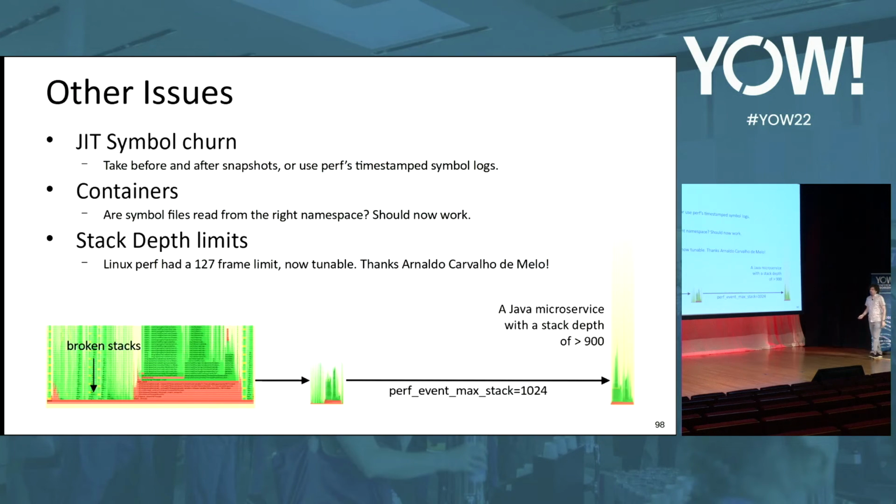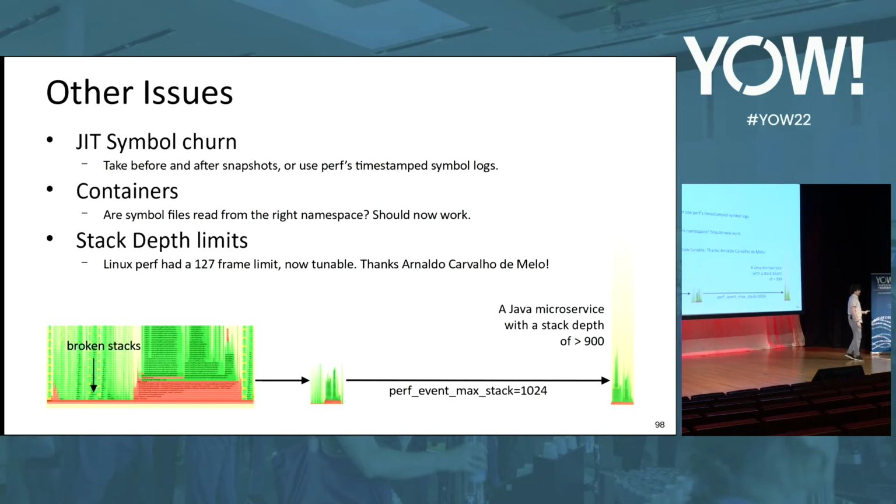Various other issues to be aware of: JIT symbol churn, so that snapshot can change over time. There is a newer feature in perf where it can do time-stamped symbol logs of Java. Containers bring all sorts of issues. Solve one issue and create like 10 more. With containers, are you reading the files from the right namespace? It should now work because there were a bunch of changes to this.